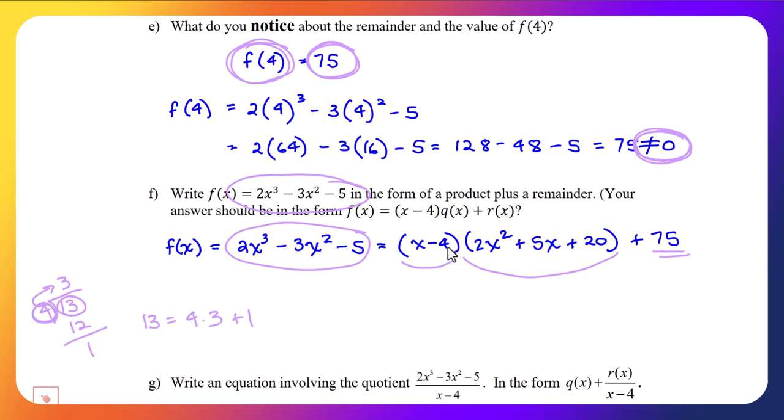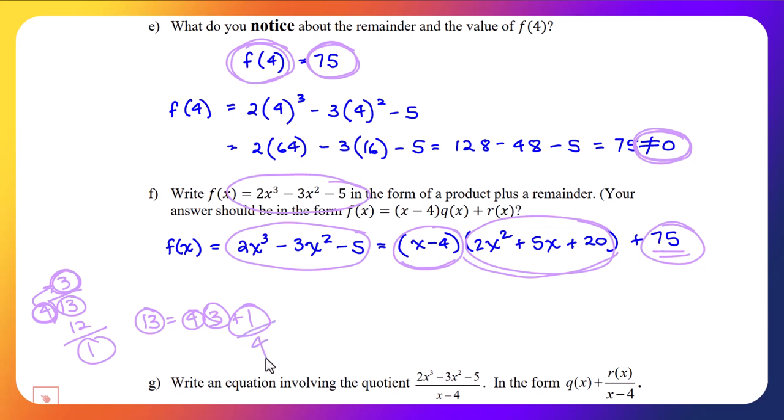13 is what's being divided. 4 is the divisor. And 3 is the quotient. And 1 is the remainder. Okay? Now some of you were taught that the remainder is 1 over 4. But do you see that 4 times 3 plus 1/4 is not going to give us 13? So in this case, we use the whole number remainder, the R number, not the fraction.